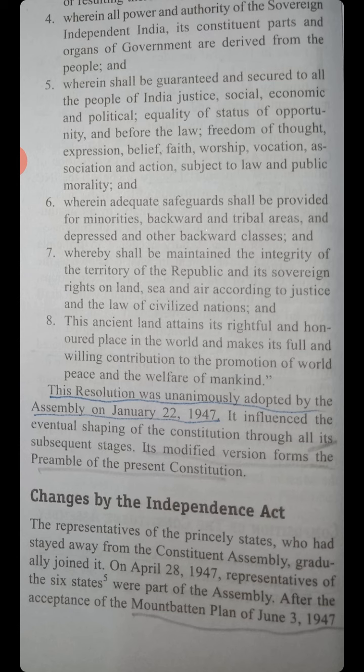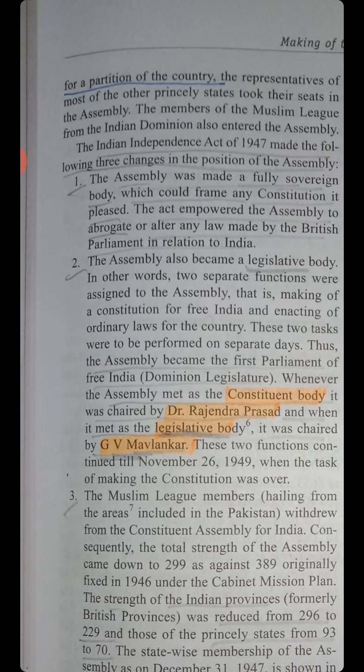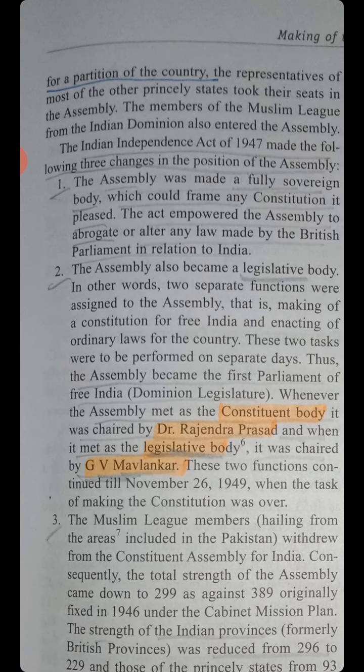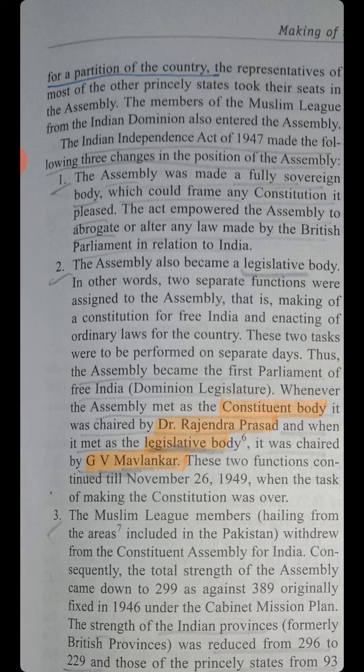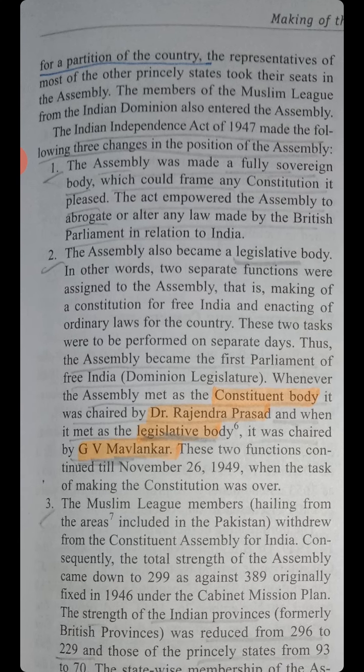The representatives of the princely states who had strayed away from the Constituent Assembly gradually joined it. On April 28, 1947, representatives of 6 states were part of the assembly. After the acceptance of the Mountbatten Plan of June 3, 1947, for a partition of the country, the representatives of most of the other princely states took their seats in the assembly. The members of the Muslim League from the Indian Dominion also entered the assembly.